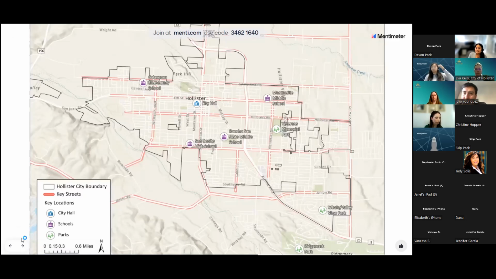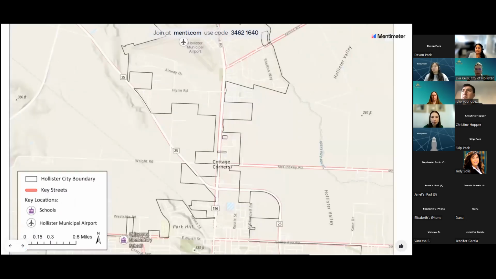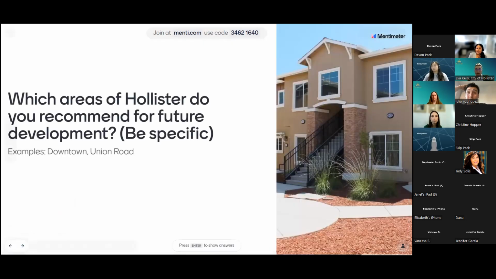So we have here City Hall, and then we also have Calaveras Elementary School, San Benito High School, Rancho San Justo Middle School, and Marguerite Middle School. In addition to that, we have a few parks, including Veterans Memorial Park, Whale Valley View Park, and Ridgemark Park. And then up here, we have the northern portion of the city, which includes the Hollister Airport. And then we also see on the bottom left, Calaveras Elementary School.